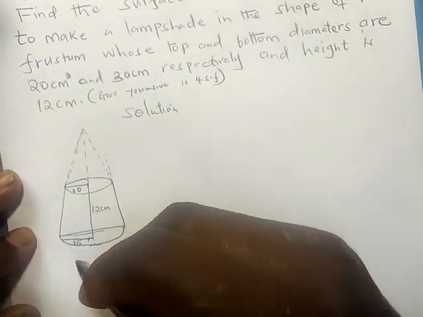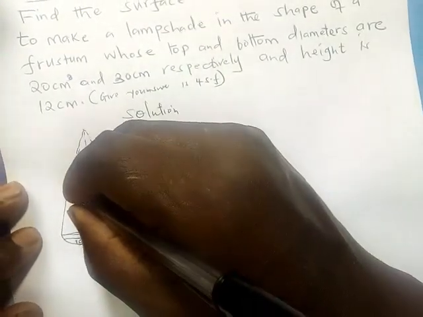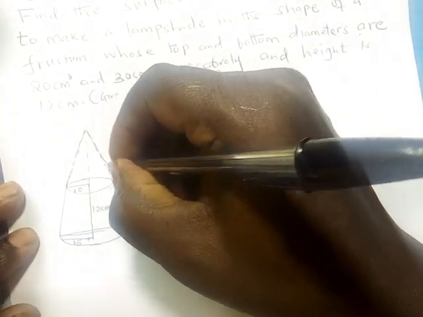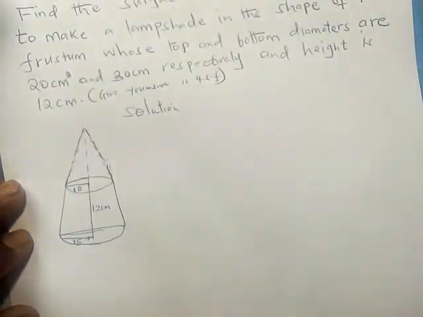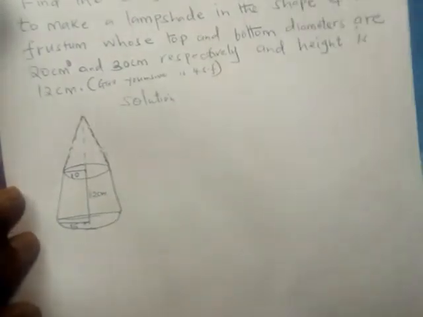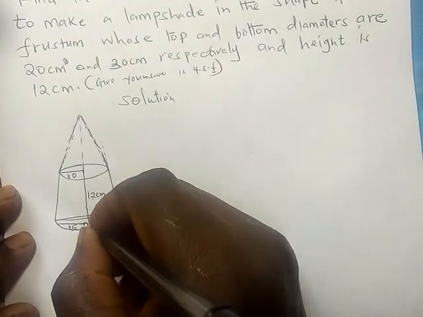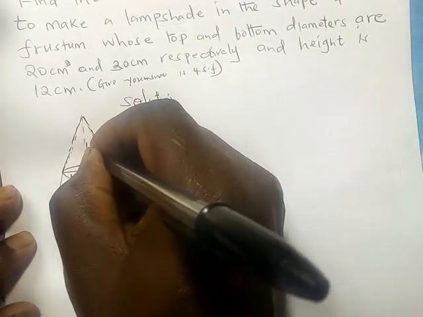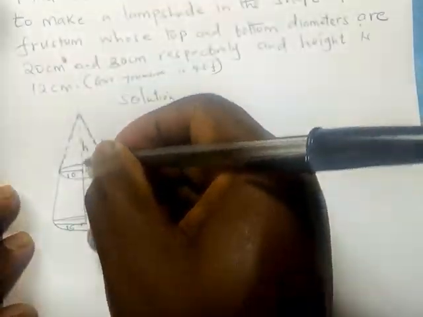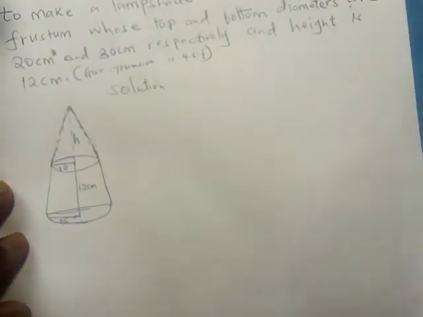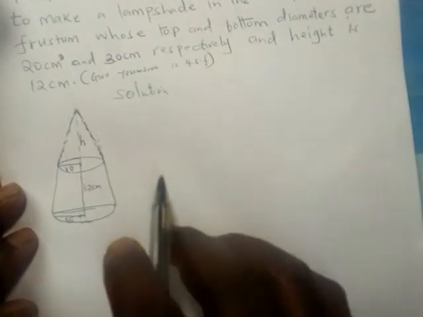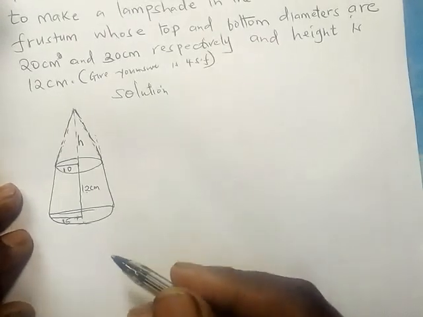So it is the duty of a student, once you have a frustum, to extend it and form the big cone. It is your duty. Once you have extended, we have the height from here up to here. We do not have the full vertical height of the cone, so we must get it. We do that by using similarities we learned in Form 2.